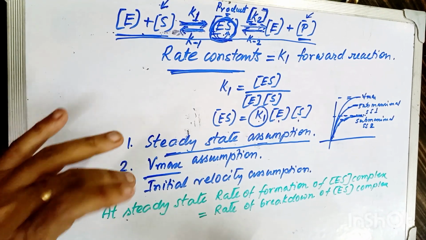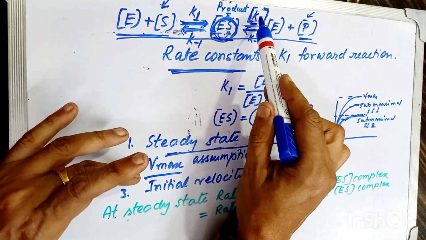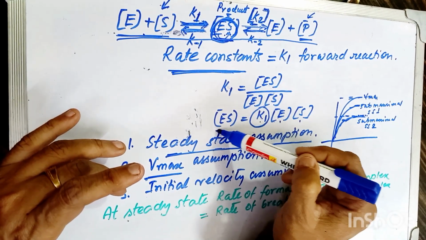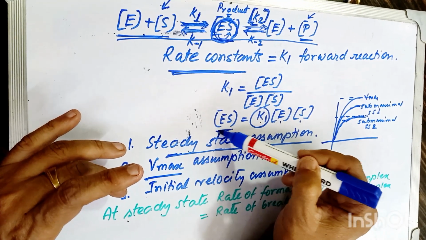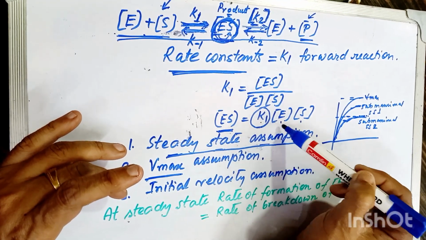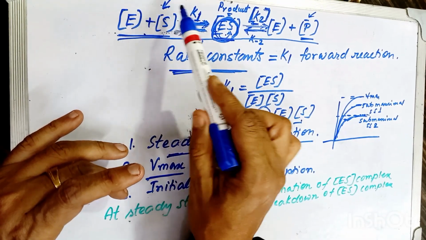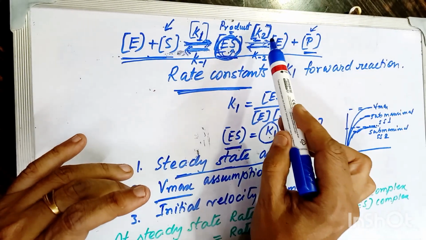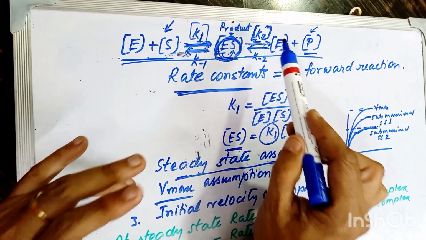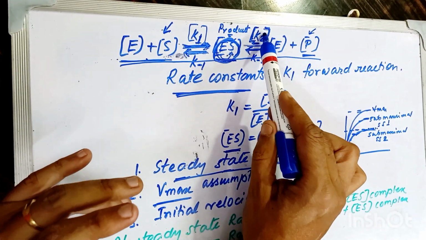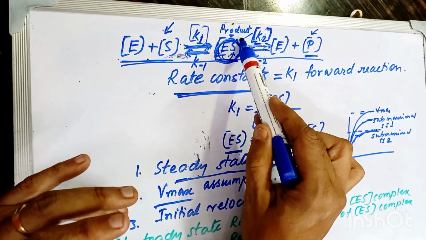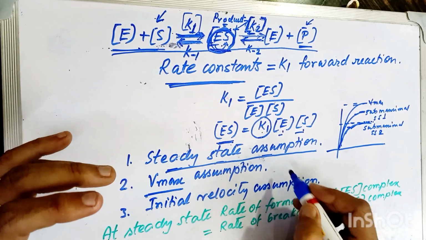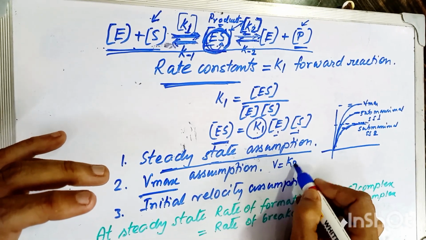So what is Vmax? Vmax is K2 into, just like this one, the amount of ES that is formed. K1 into E into S, the rate constant into the reactants. So the Vmax assumption is that Vmax is equal to K2 into the reactant, K2 into ES. And at Vmax, this velocity is equal to K2 into ES.